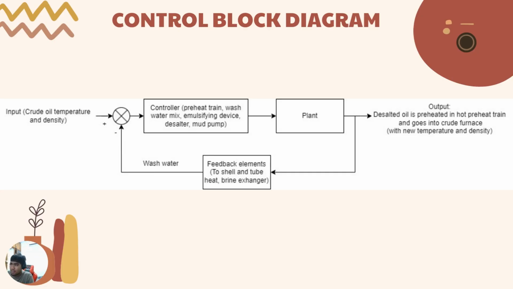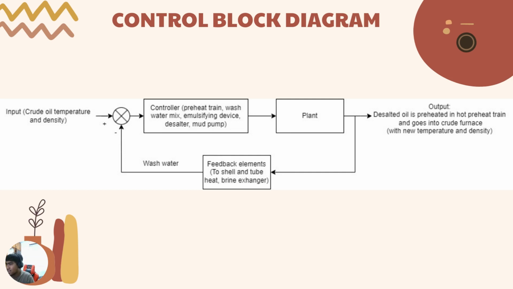Okay, here we have the control block diagram of the crude oil processing. First we have the input. The input elements are the crude oil temperature and density. And then it will go to the controller. It has the preheat train that controls the temperature, and then wash water mix, emulsifying device, desalter, and mud pump control the density. And then it will go to the plant.